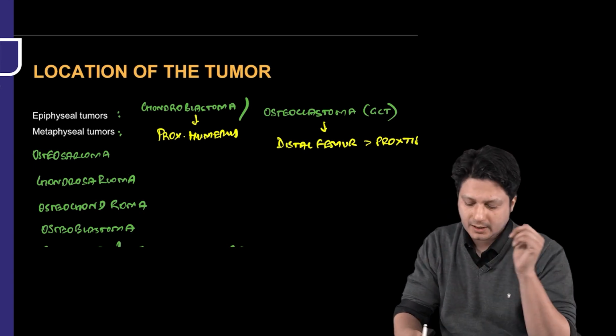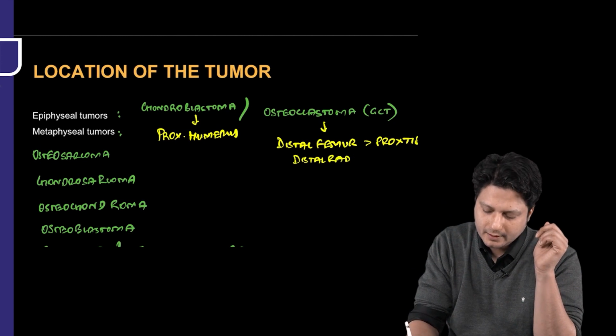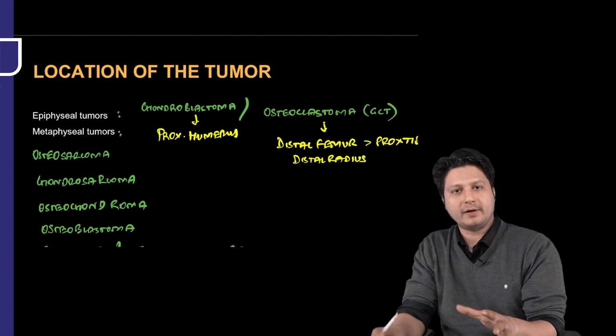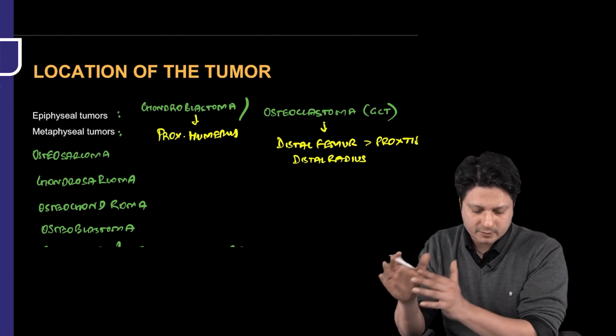affected by GCT? It will be the distal radius. Alright. So the distal radius is the most common bone to be affected by GCT in the upper limb. So these are the most common bones to be affected by this particular tumor.